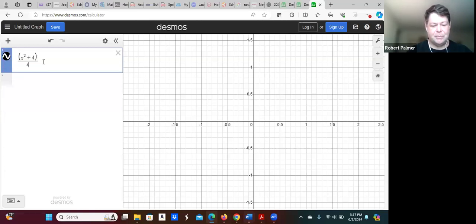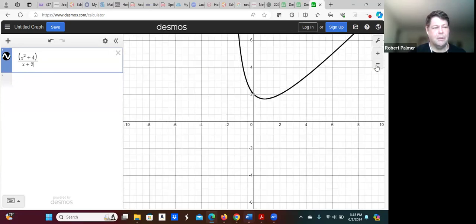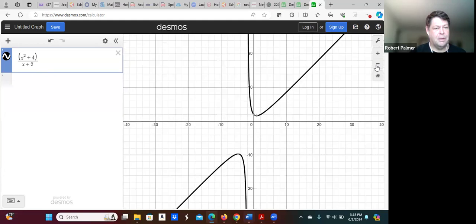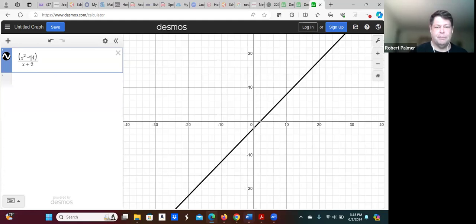And divided by x plus 2. Oops, I probably need to zoom out. Yeah, there we go. Oh, that's not right. x minus 4. There we go. Okay, good. If you notice, that's just a straight line. Now, why is it a straight line? Well, in this case, you might have noticed already, something's going to factor.